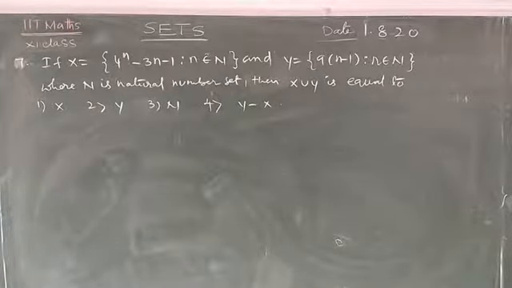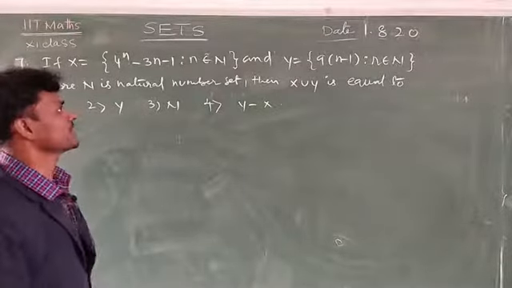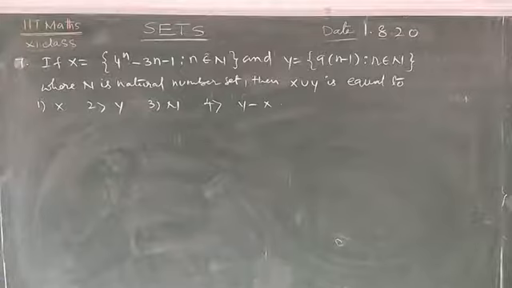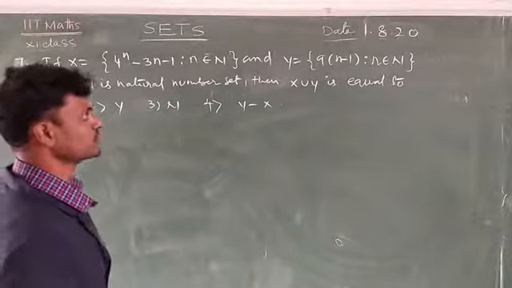Okay, next problem. If X is equal to the set of 4 to the power n minus 3n minus 1, such that n belongs to N, and Y is equal to the set of 9 into n minus 1, n belongs to N, where N is the natural number set, then X union Y is.